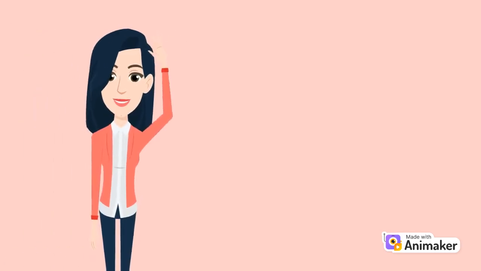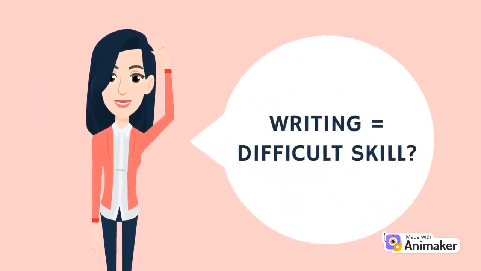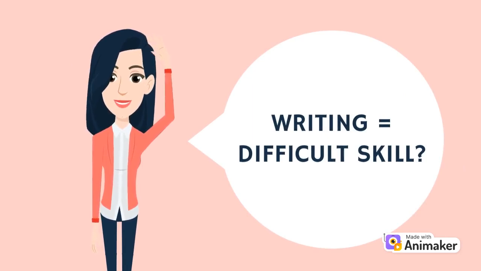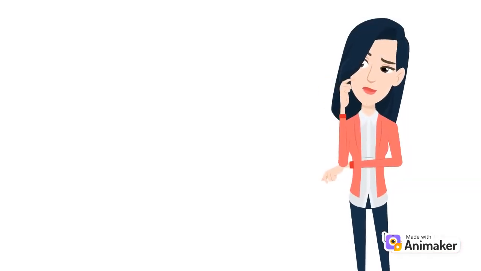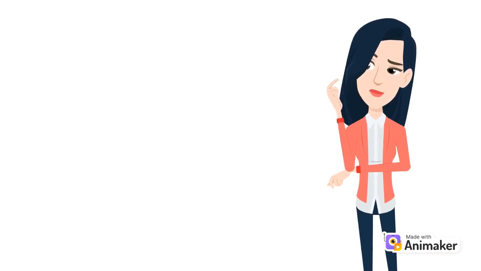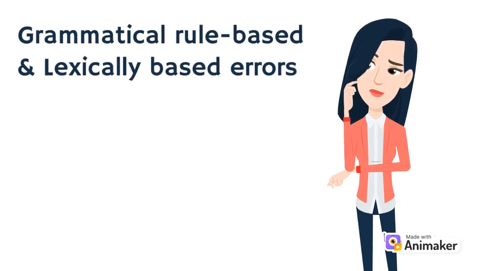Hi everyone, have your students told you that writing is a difficult skill to master? You can help them master this skill by providing them appropriate feedback. When students write, they may make different types of errors. This includes grammatical rule-based errors and lexically-based errors, also called word choice errors.